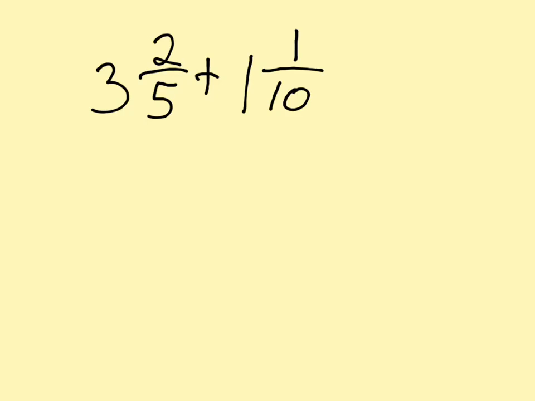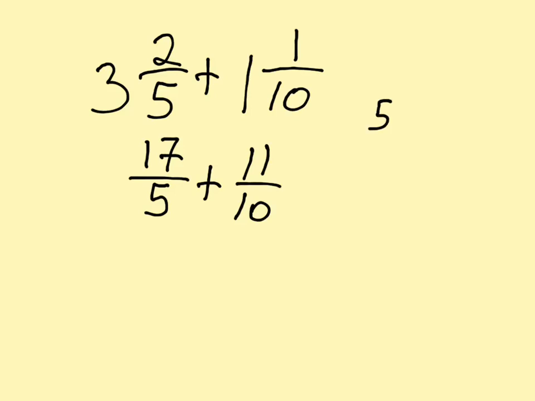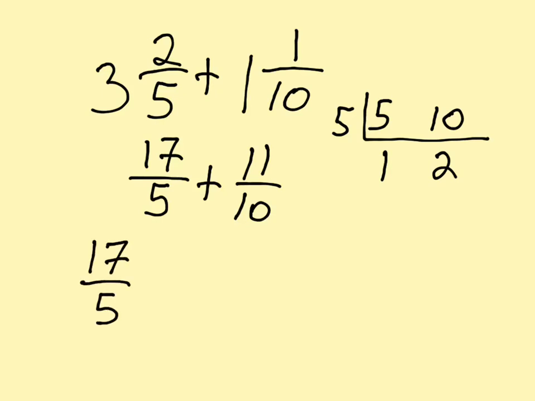So 5 times 3 is 15 plus 2 is 17/5 plus 10 times 1 is 10 plus 1 is 11/10. And then I make my L chart out of 5 and 10. Oh, that's a pretty darn easy L chart. That becomes 1 and 2. And so I take my 17/5 and I multiply it by 1 in the form of 2/2.